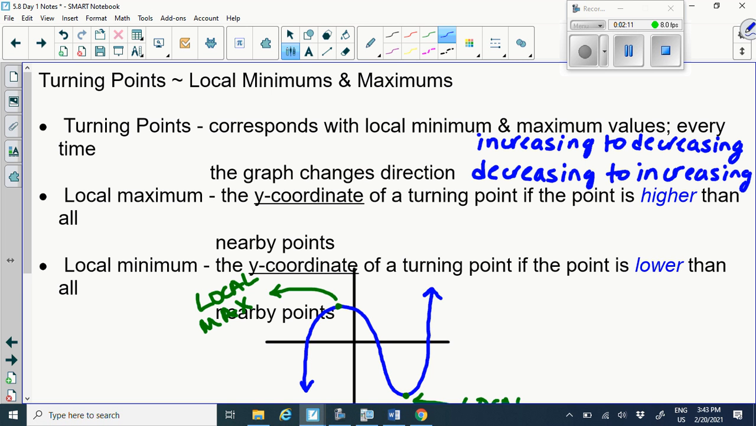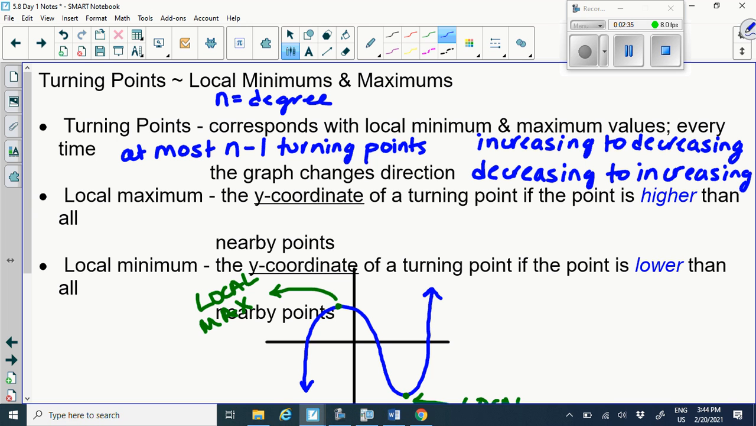Okay. Now, one thing you should know about turning points is we can figure out how many there are just knowing the degree. So remember, n represents the degree. So that means there is at most n-1 turning points. So you basically take the degree of the function, and of course, remember your function can either be in standard or in factored form. You'll take that degree, subtract 1, and that's at most how many turning points or how many local mins and max you can have total, okay?